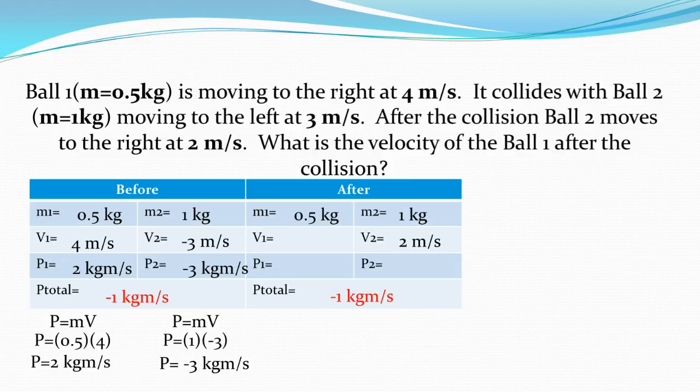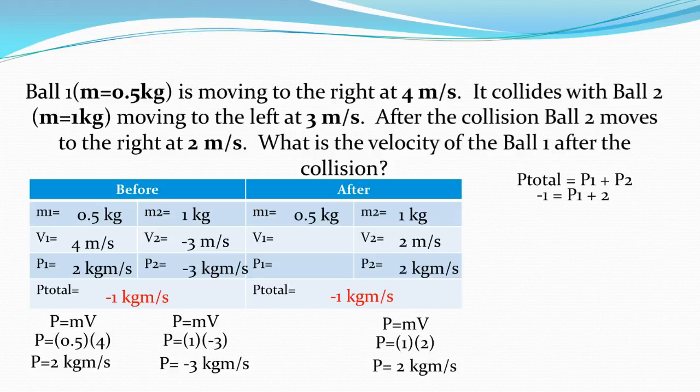Because the momentum formula has 3 variables, I need at least 2 of them to solve for the third. In this case, I only have enough information to find the individual momentum of ball 2. 1 times 2 gives me 2, so it's 2 kilogram meters per second. If I wanted to find ball 1's momentum, I could simply take my total momentum formula, which is P1 plus P2, plug in what I know, and solve for P1. I could also simply take my total and subtract whatever momentum I know. -1 minus 2 gives me -3 kilogram meters per second.